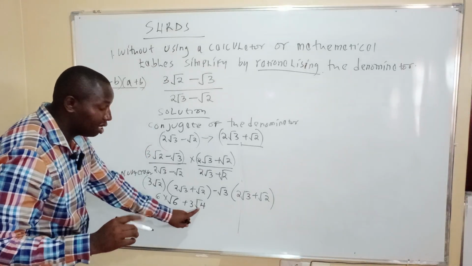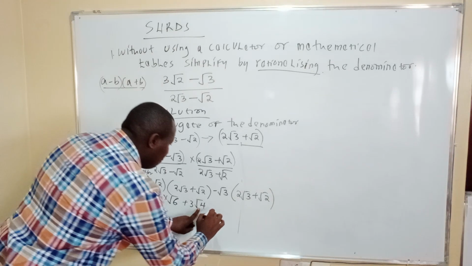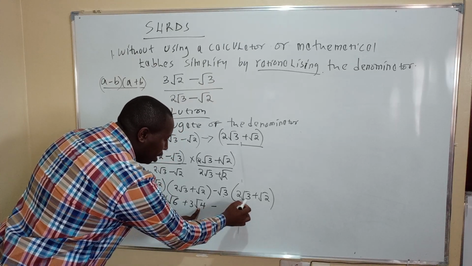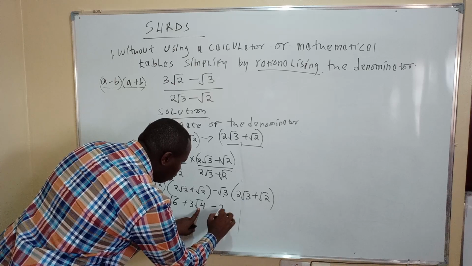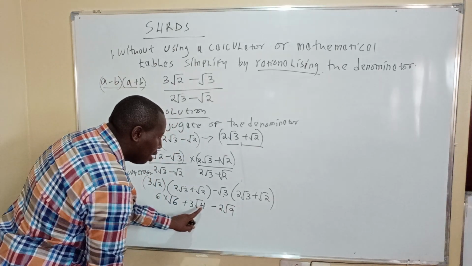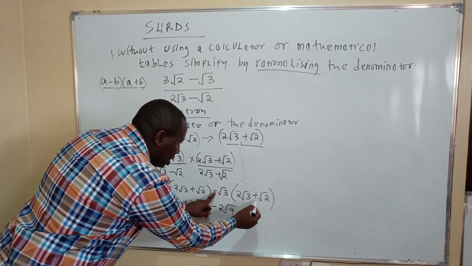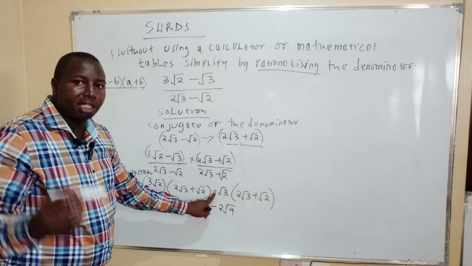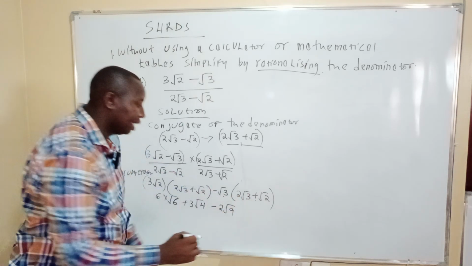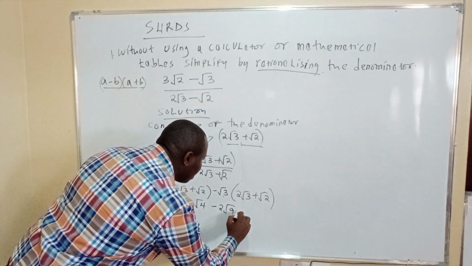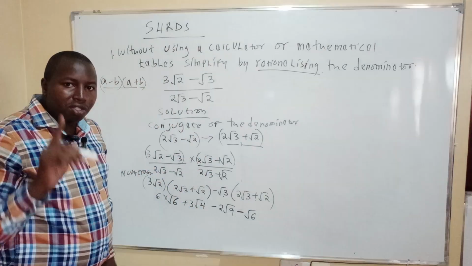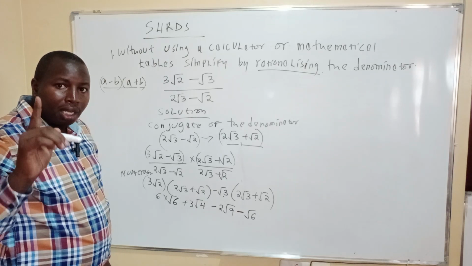We have not simplified; let it remain as root 4. Then minus root 3 times 2 root 3, you get 2 root 9. Not yet simplified. Then you take this minus and this plus: if you are multiplying a negative and a positive, you get a negative. So root 3 times root 2 is minus root 6. So first of all, finish up with the numerator.